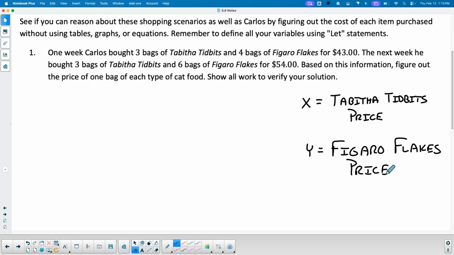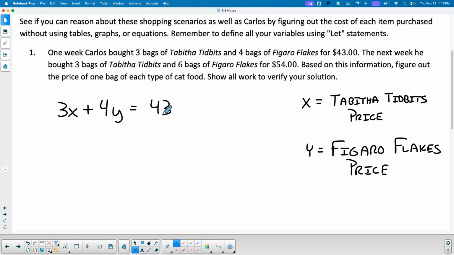Okay? So one week, Carlos bought 3 bags of Tabitha Tidbits and 4 bags of Figaro Flakes. How's that going to look in one of my equations? 3x plus 4y, yep. Okay, and that's going to be what? How much did that cost him? $43. Okay, so that's one of my equations. 3 bags of Tabitha's Tidbits plus 4 bags of Figaro Flakes cost me $43.